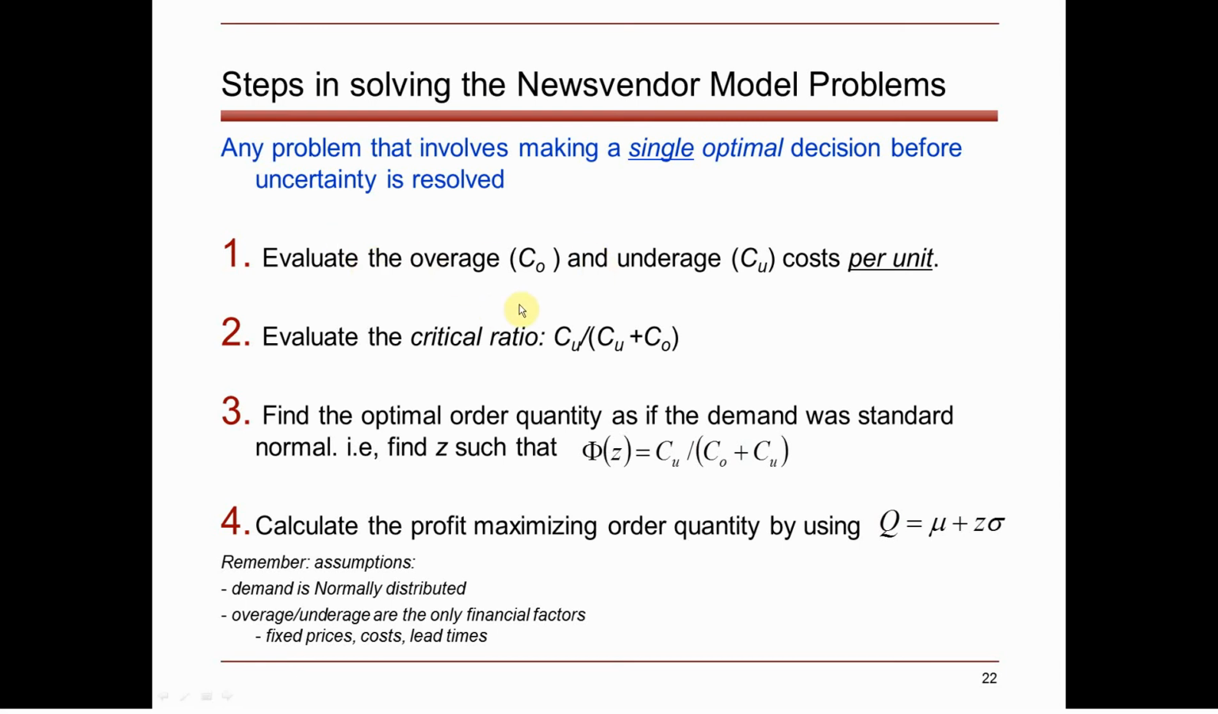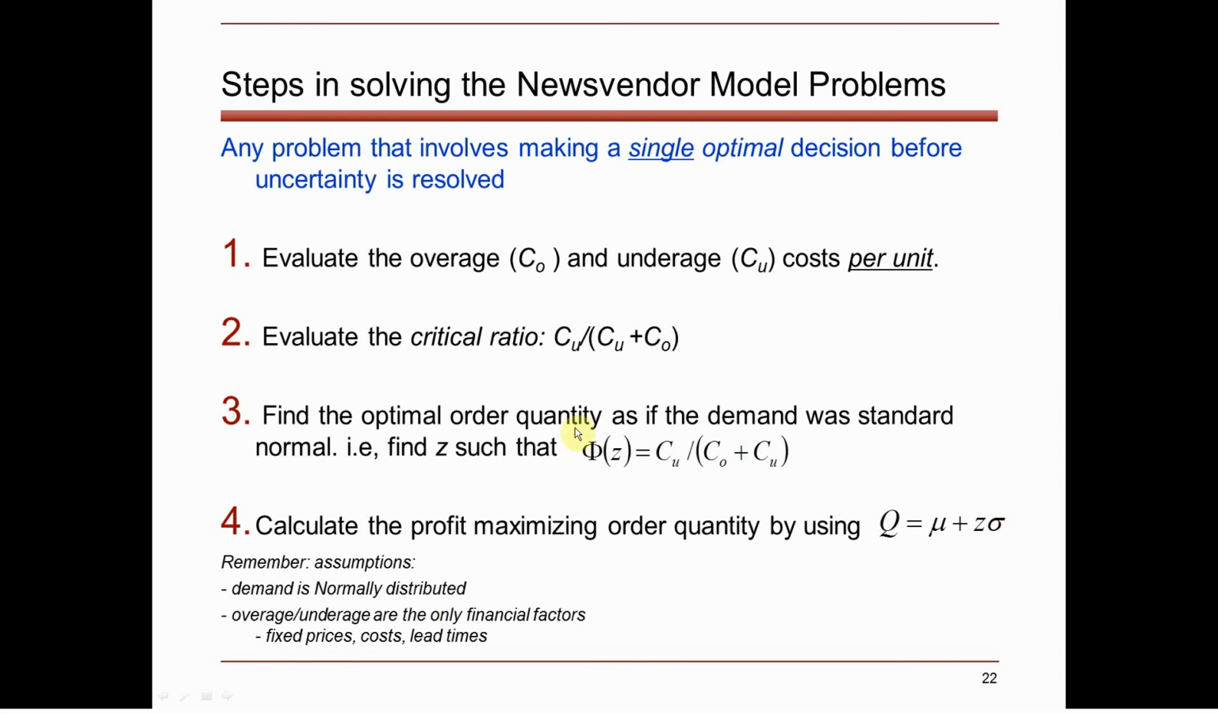So the first step, of course, is to figure out what the overage and underage costs per unit are. Remember, they have to be per unit, not overall. It's very common to make the mistake of looking at underage and overages overall or fixed costs, but it has to be per unit. Calculate the critical ratio. Find the Z value for that critical ratio by looking at the inverse standard normal. And then calculate the profit maximizing order quantity Q star by just plugging it in, converting the standard normal back into the normal with mean mu and standard deviation sigma.